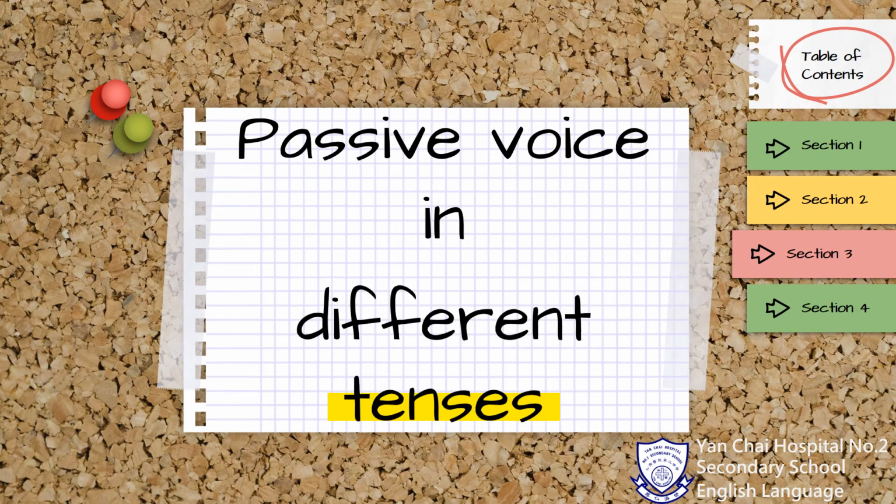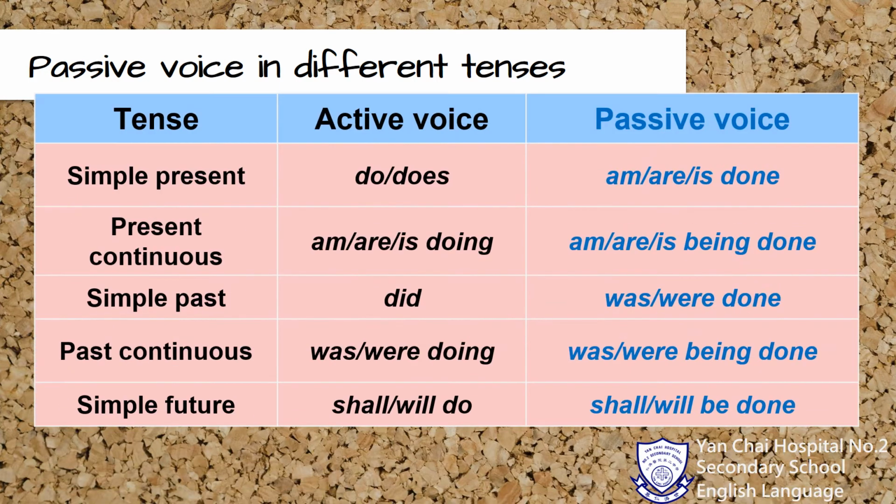So let's talk about passive voice in different tenses. For simple present tense, the active voice is do or does, but in passive voice, it's am, or are, or is done. For present continuous tense, the active voice is am, or are, or is doing. For passive voice, it is am, or are, or is being done.